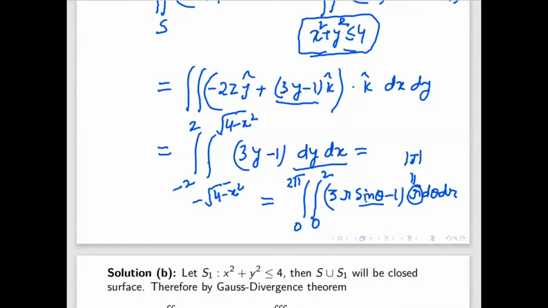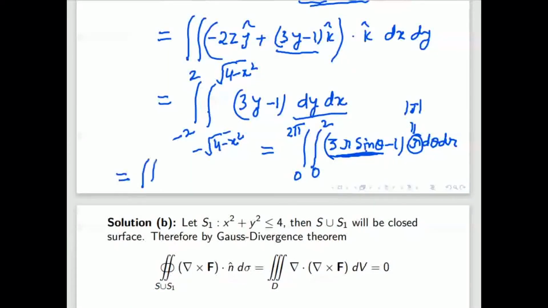So the same problem, if you do it in polar coordinates, it is easy to do. So this whole thing is equal to this. The integration of sin theta with respect to theta from 0 to 2 pi will give 0, so this part will not contribute anything. That means the integral will become the integral from 0 to 2 pi, 0 to 2, of minus 1 times r d theta dr. That means minus r d theta dr.